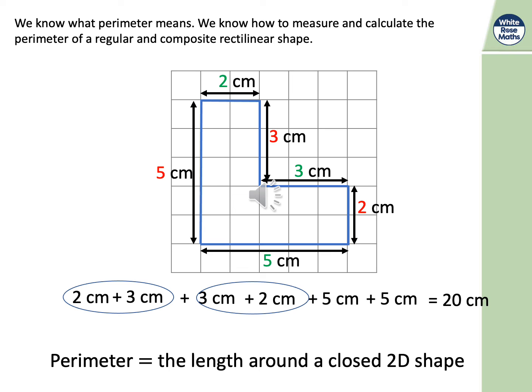So this slide is just a little reminder to help you. If you have this up when you're looking at your questions, it might just jog your memory and remind you how to complete these calculations. So we know what perimeter means. We now know how to measure and calculate the perimeter of a regular and a composite rectilinear shape. Remember, perimeter is the length around a closed 2D shape.